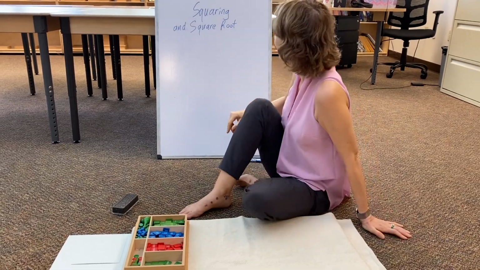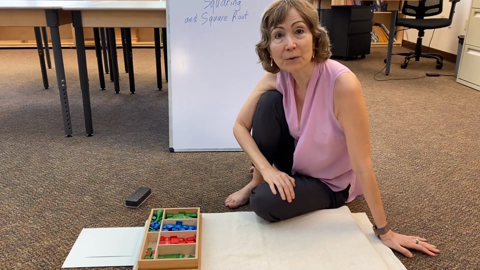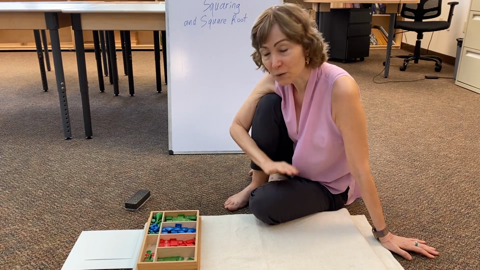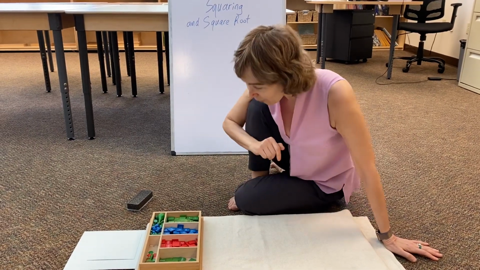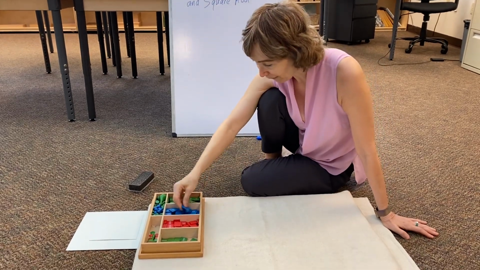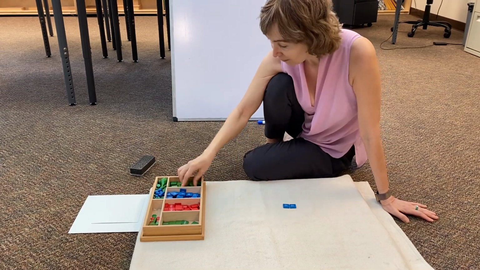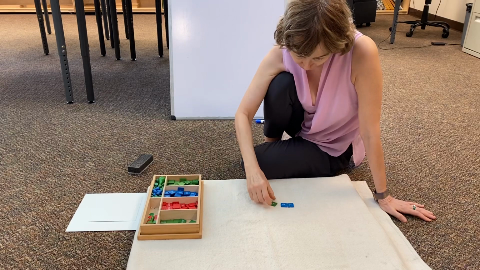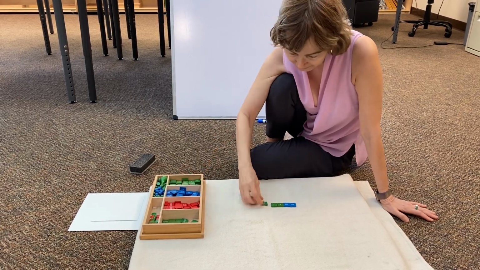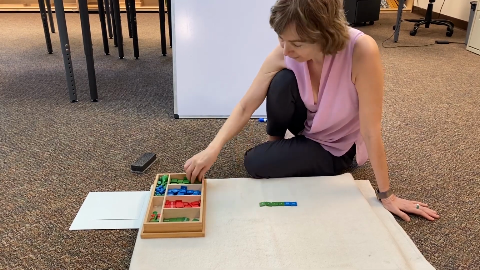Lesson here. We're going to do more squaring today, and today we're going to do binomials and trinomials. So I'm going to start with a binomial. Binomial meaning two digits, two numbers. So my number is 24. That's the number I'm squaring.